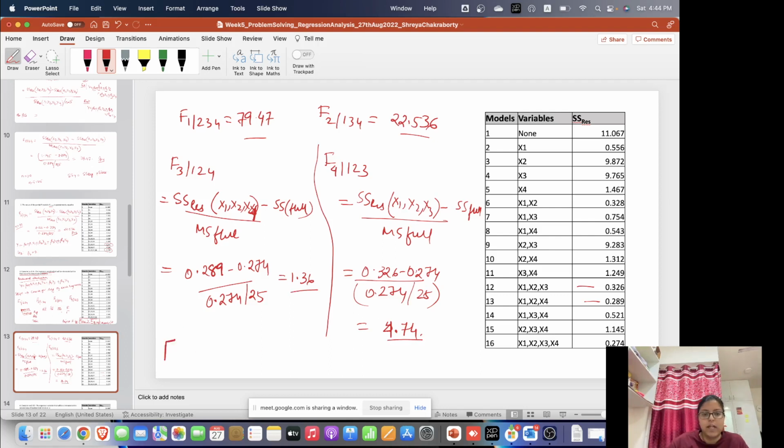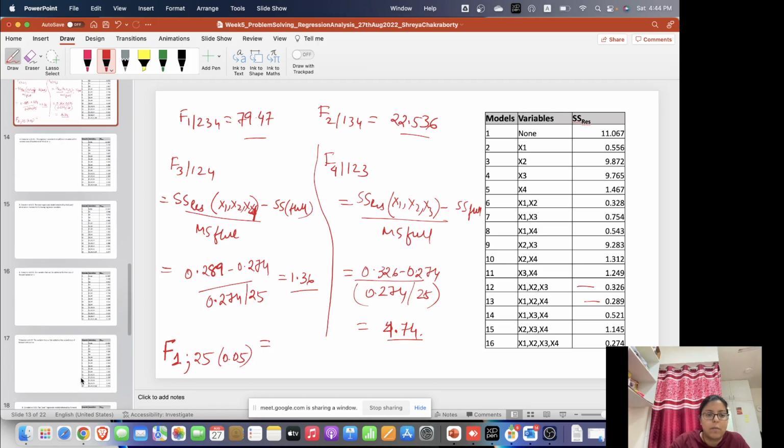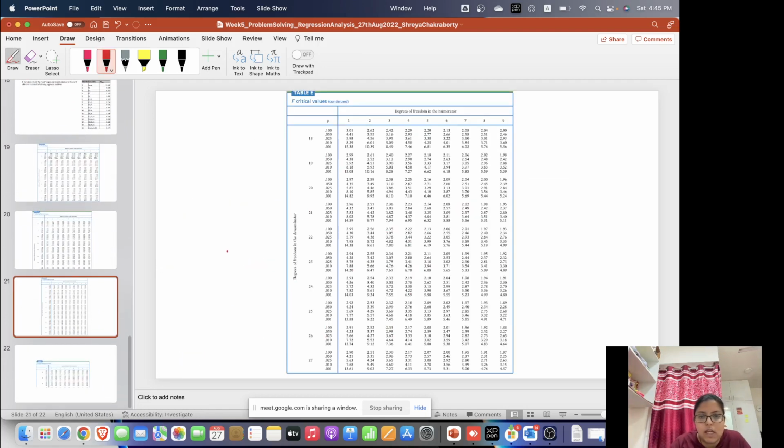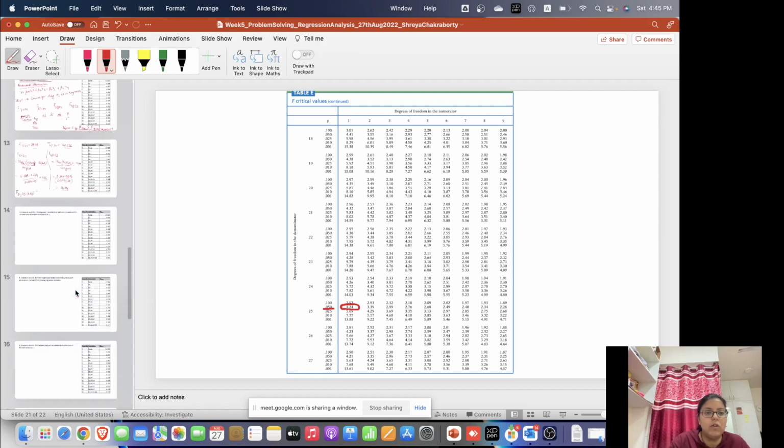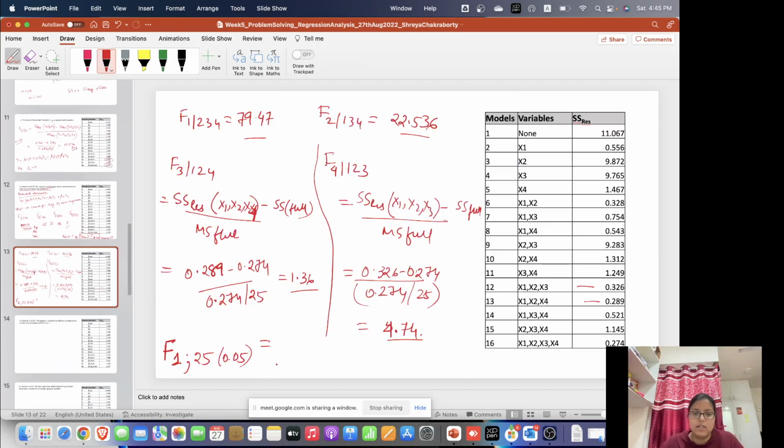Next, what are we supposed to find? We are supposed to find the degrees of freedom, because for each of these tests we are assessing significance with the df of the numerator as 1 and df of the denominator as 25, and at 0.05, because alpha we have been asked to take this. So this one is from the table. If you see here, for df 25, 0.05 is 4.24. So this threshold will be 4.24.